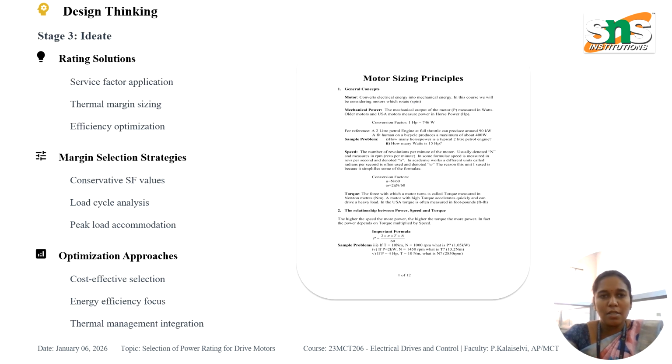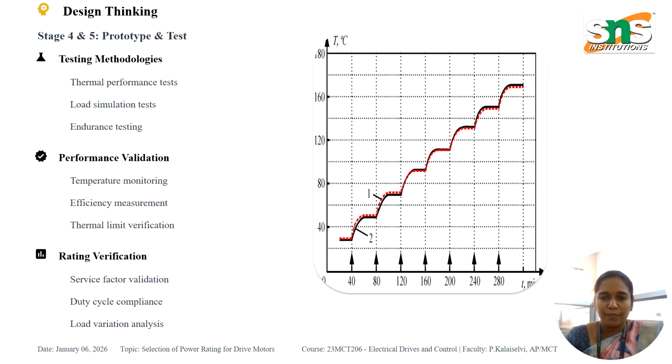This is the ideate part. We develop rating solutions such as applying the proper service factor, providing thermal margin, and optimizing the efficiency. This is the prototype and testing stage. We perform thermal performance tests, load simulation tests, endurance testing, and efficiency measurement, which validate our motor selection.